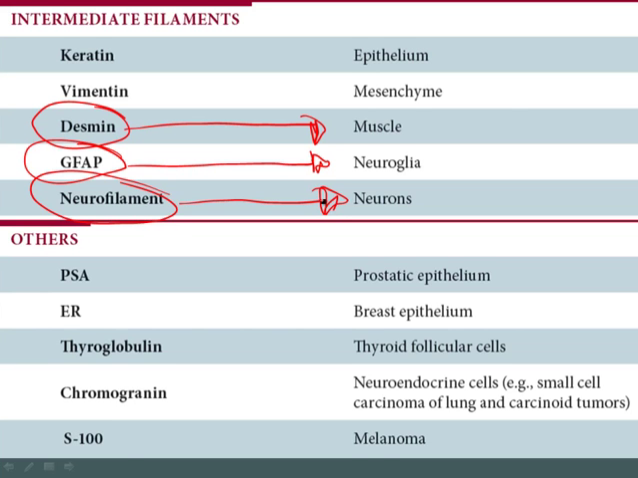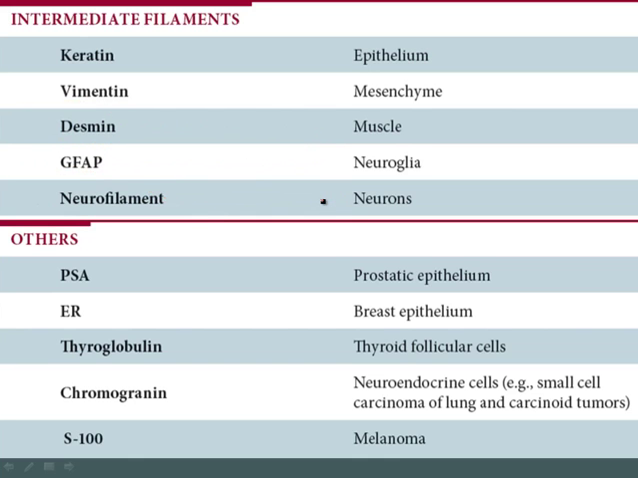Now, obviously, I'm painting very broad strokes and highlighting some general principles. There are some exceptions to these rules, but I think for your purposes, this is what you need to understand. Another way that we could play the game is that, let's say we have a tumor, and we know that it's a carcinoma. It's making glands, and we're concerned about whether it might be from the prostate or it might be from another organ. Well, we could do an immunohistochemical stain for PSA, and if the cells are PSA positive, that would suggest that we're dealing with a prostate cancer.